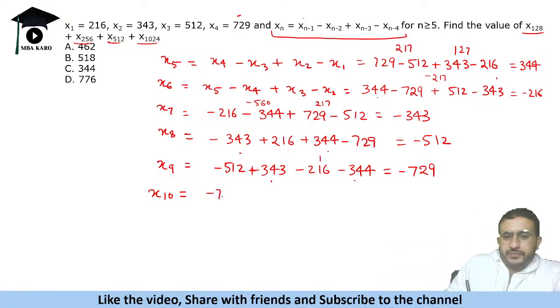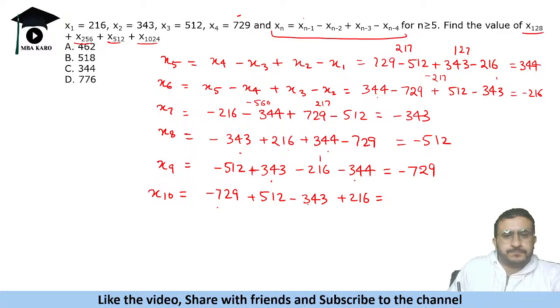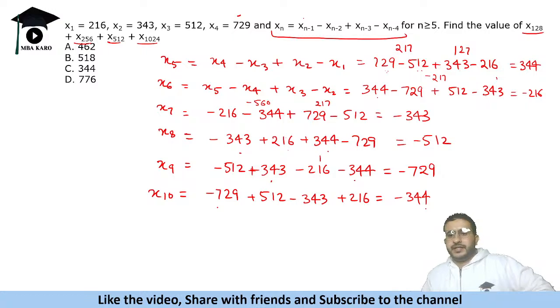ये minus 729. Okay, then what we will do, we will subtract this. This is plus 512 minus 343, and when we subtract this, this becomes plus 216. Now what do we see? This is exactly opposite of this, isn't it? 729 minus 512 इसका minus 344 आ जाएगा. So we are getting a negative of this.